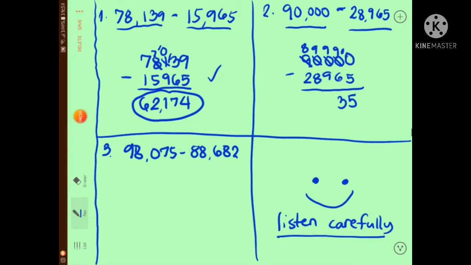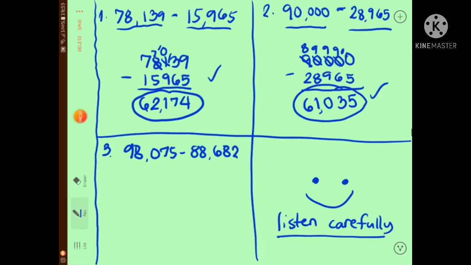Correct? 9 minus 9. They're the same. So therefore, we will just put 0. Good job. 9 minus 8 is 1. Very good. And then 8 minus 2. 8 minus 2 is 6. Good job. So we have the final answer, which is 61,035. Alright?